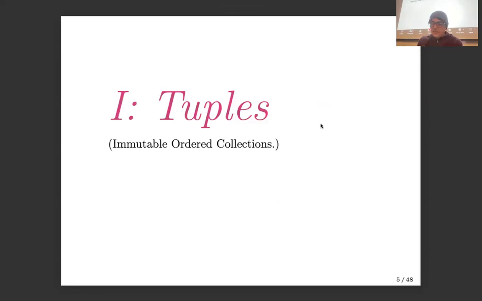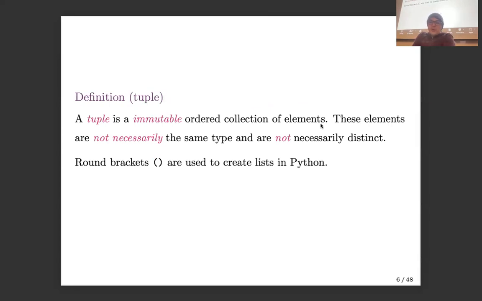Tuples. Okay, so strings, we learned that we weren't able to change them, right? Because they were designated as an immutable data type. Tuples are a larger category of types in Python, or data, that is also immutable. And this is going to be important for dictionaries. So a tuple is an immutable ordered collection of elements. These elements are not necessarily the same type and are not necessarily distinct. All right. So we use round brackets to designate tuples. That should be tuples, not list. I'll correct that.